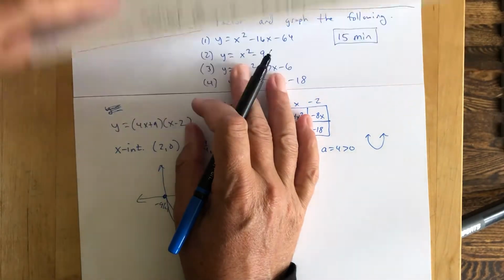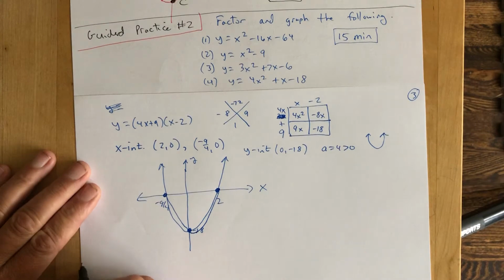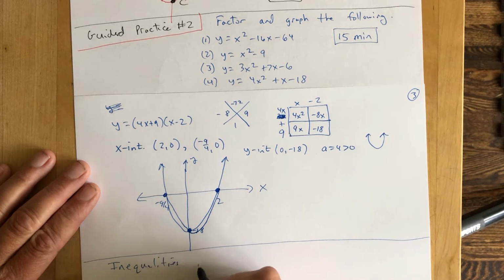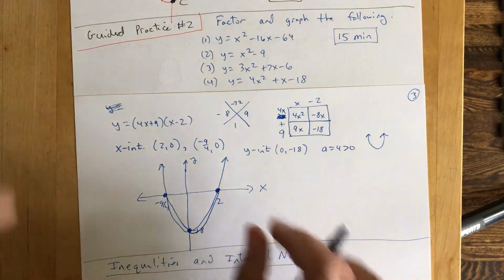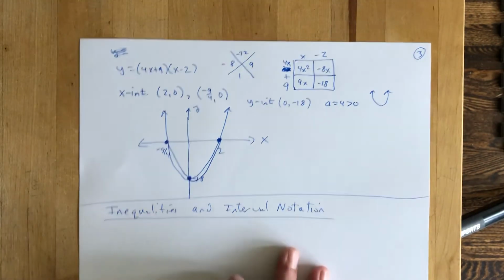Okay, what sheet is this? 1, 2, this is sheet 3. All right, so now we're gonna move on from quadratics and into interval inequalities and interval notation, which is the second part of activity 3, okay?